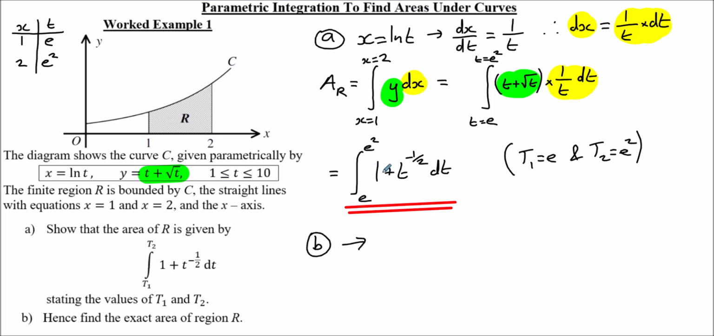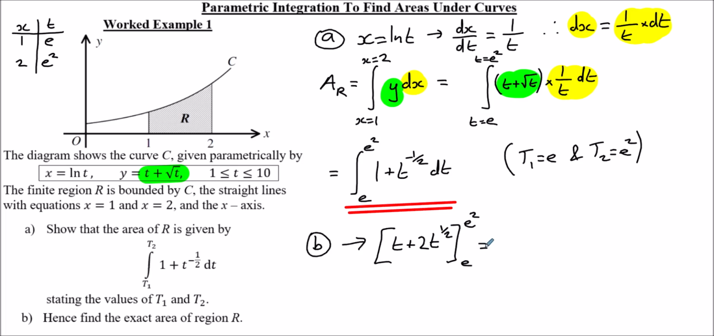So, if I integrate this with respect to t, 1 integrates to positive t. t to the negative half, well, the negative half, add 1 to the power goes to positive half, and then divide by that new power. Dividing by a half is the same as multiplying by 2. So this becomes 2t to the positive 1/2. I'm integrating between the limits of e squared and e.